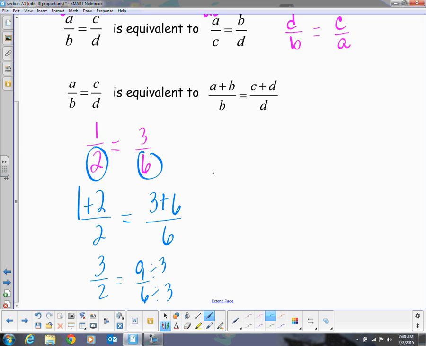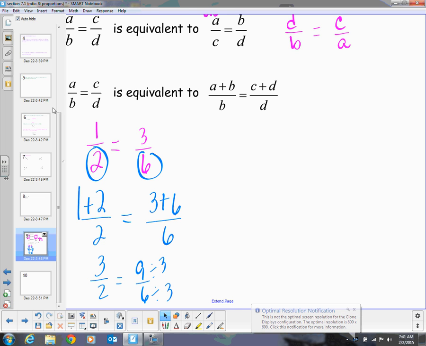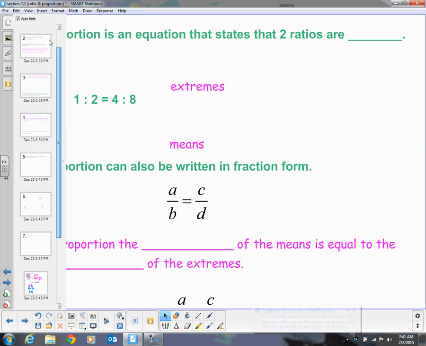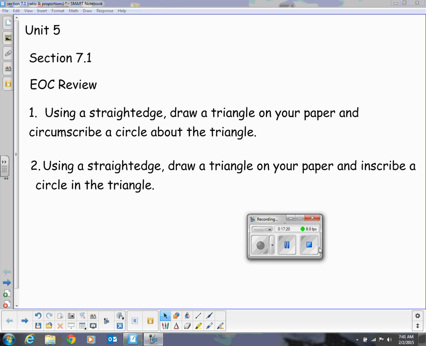There were EOCs, yes. Yes, there is an EOC for this one. Did you want to start on the EOC? Okay. You're going to need a compass and straight edge. Because I believe you only have to, you got 1 and 2. Draw a triangle on your paper, circumscribe a circle. Draw a triangle on your paper, inscribe a circle. You did them.